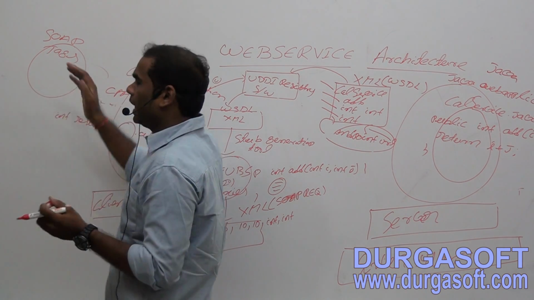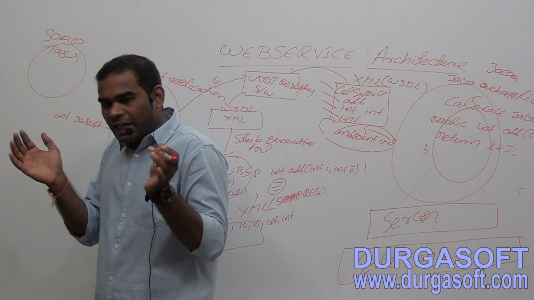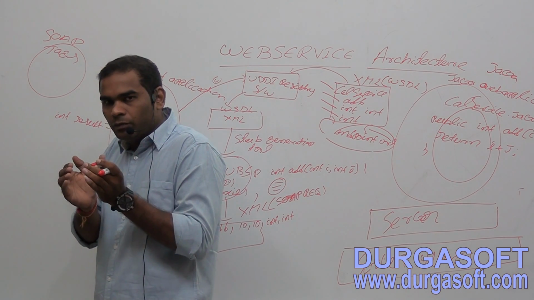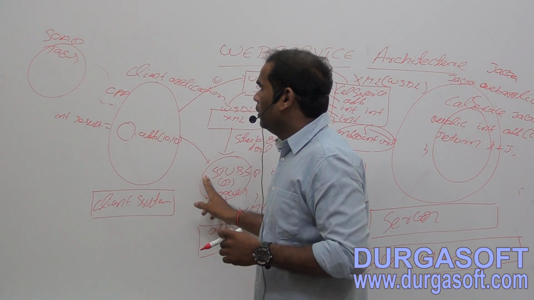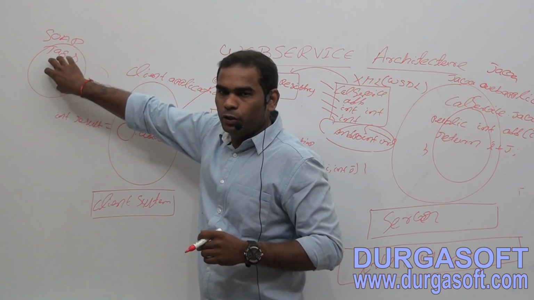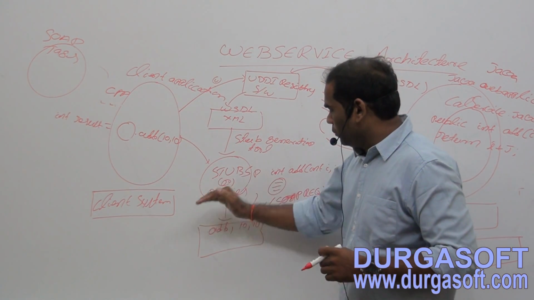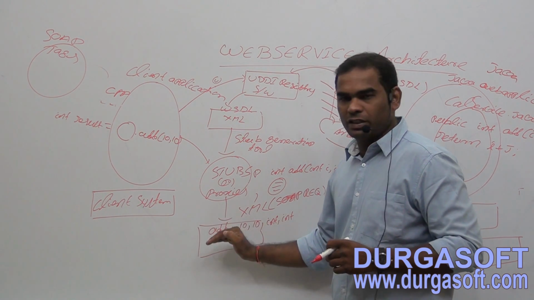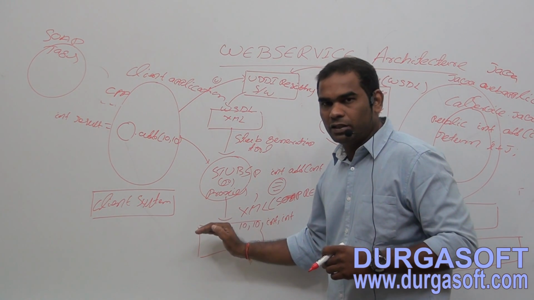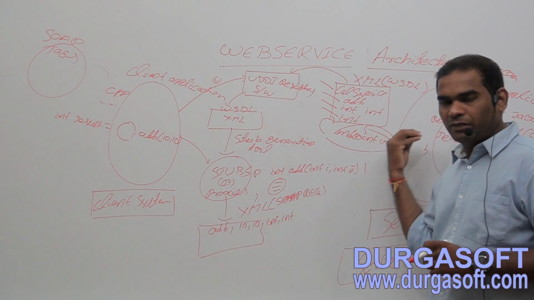SOAP is a protocol which contains a set of predefined tags. So the stub uses some of the tags from SOAP to prepare the SOAP request. Now the stub has prepared this SOAP request, and it needs to be sent to the server location.